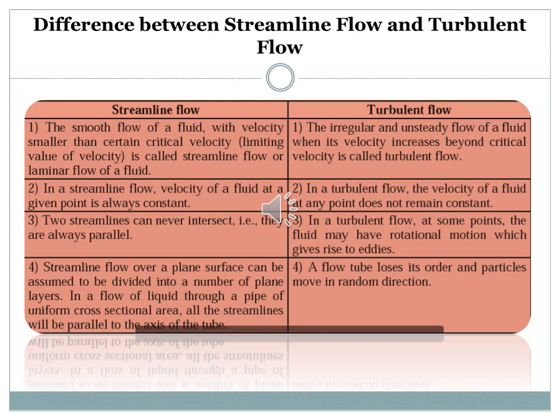Alright. But in case of turbulent flow, what happens? A flow tube loses its identity and particles move in random directions. And in streamline flow, what happens? They are in the same direction. In case of a river, they are moving with the same flow. In case of turbulent flow, when we consider a waterfall, tremendous velocity is there and all the particles are randomly moving inside the liquid. So these are some basics of the difference between streamline and turbulent flow.